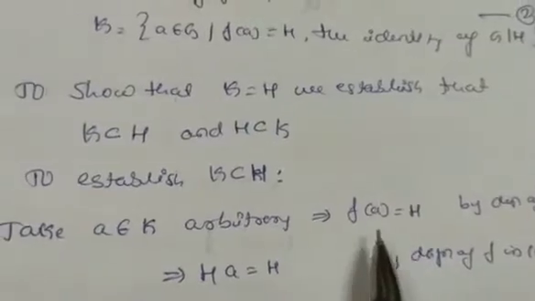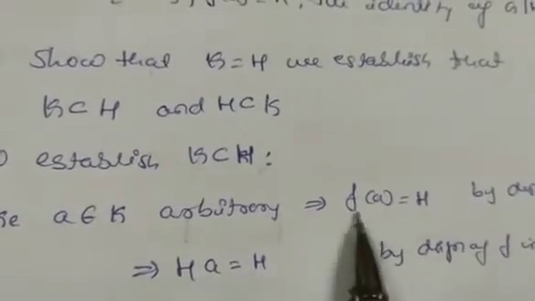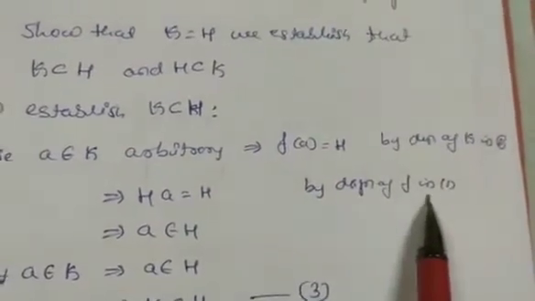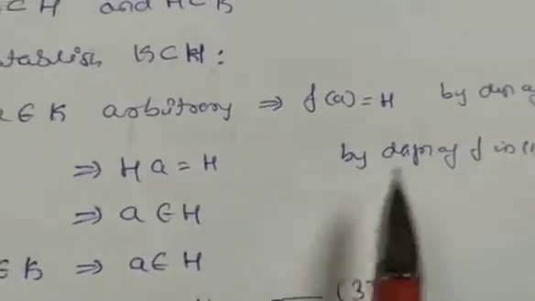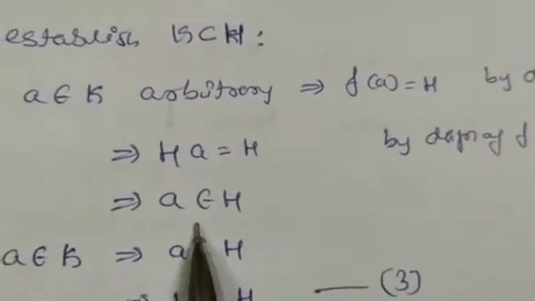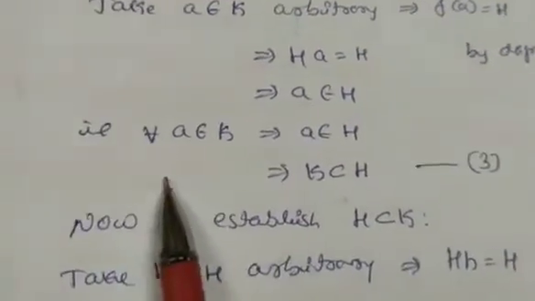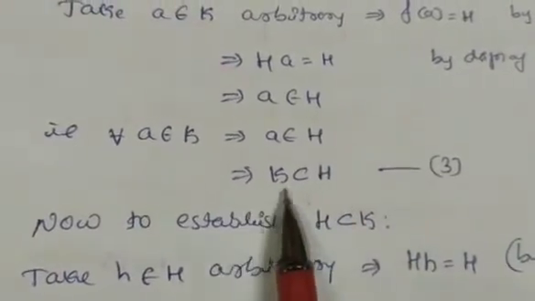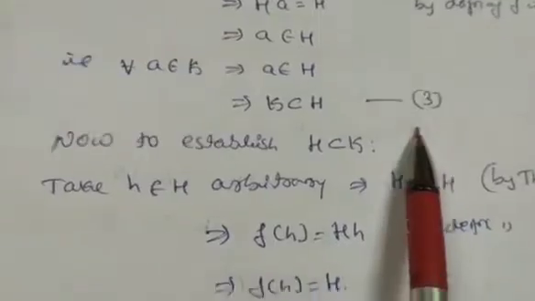Elements of H are in the form of f(e). This implies Ha is equal to H, because f(a) is equal to Ha. This is by the definition of f in equation 1. This implies a belongs to H. So that is, for all a belongs to K, this implies a also belongs to H. This implies K is contained in H. Take this one as equation number 3.